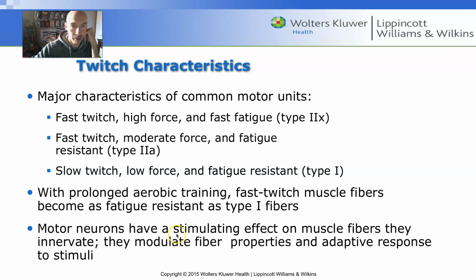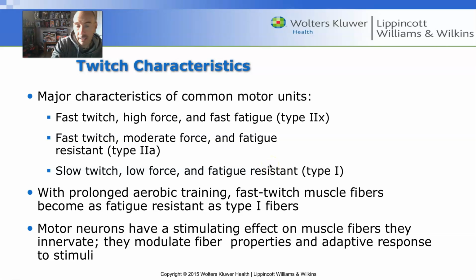So again, here are the characteristics of each motor unit type, and they're going to be the same as the characteristics of the muscle fiber type. And it actually makes it easier because they have the same name. So a type 2A motor unit is made up of type 2A muscle fibers. Type 2X motor unit is made up of type 2X muscle fibers. Type 1, the same, okay?